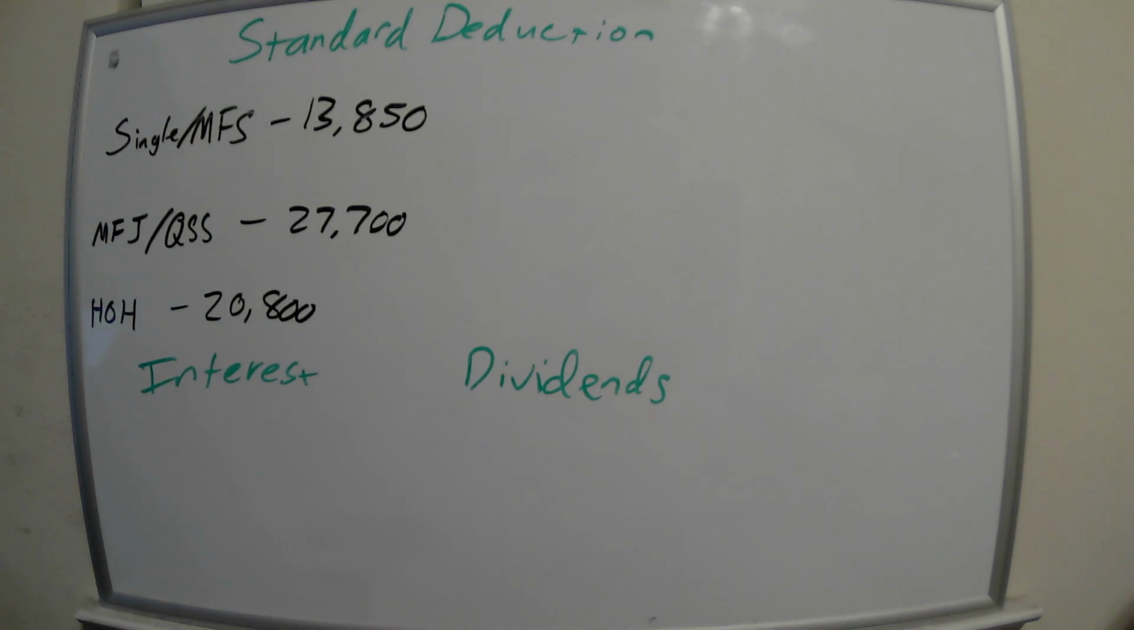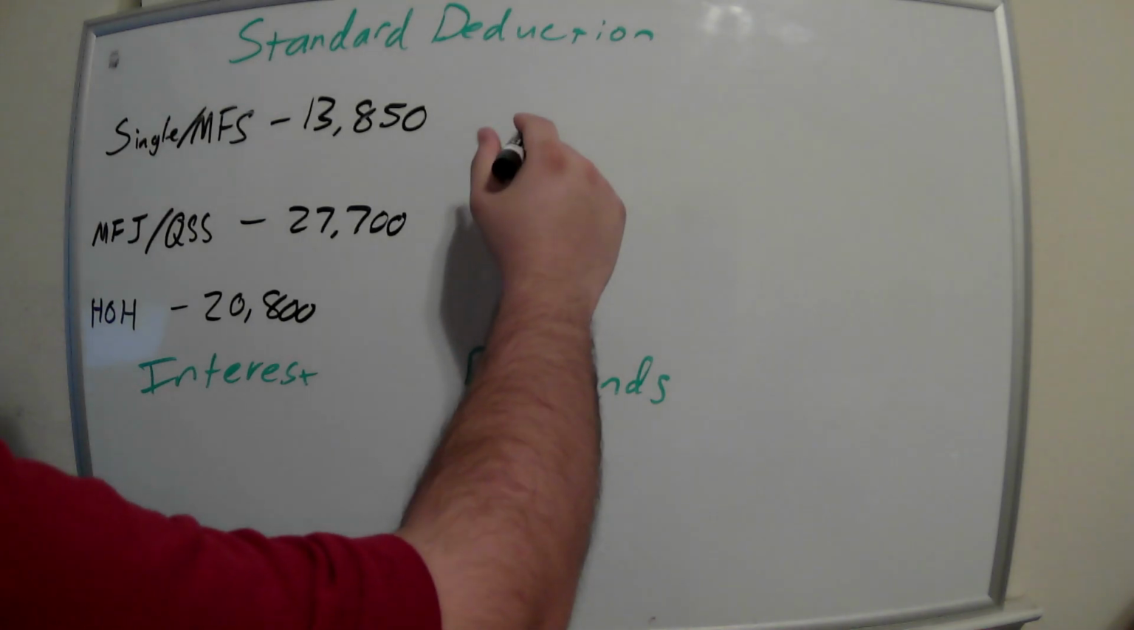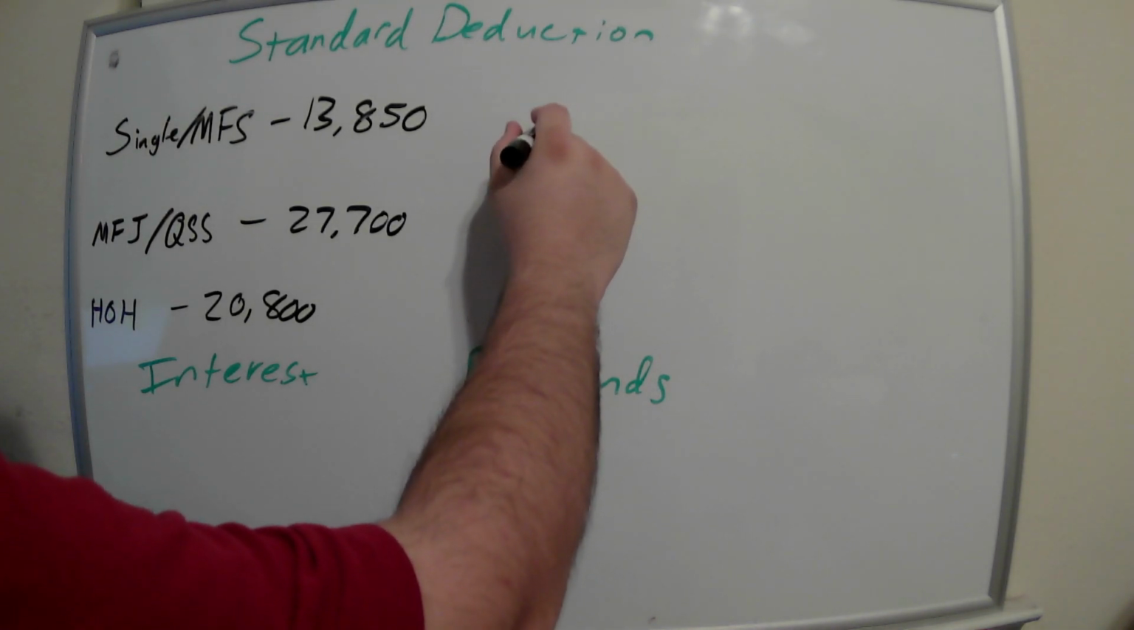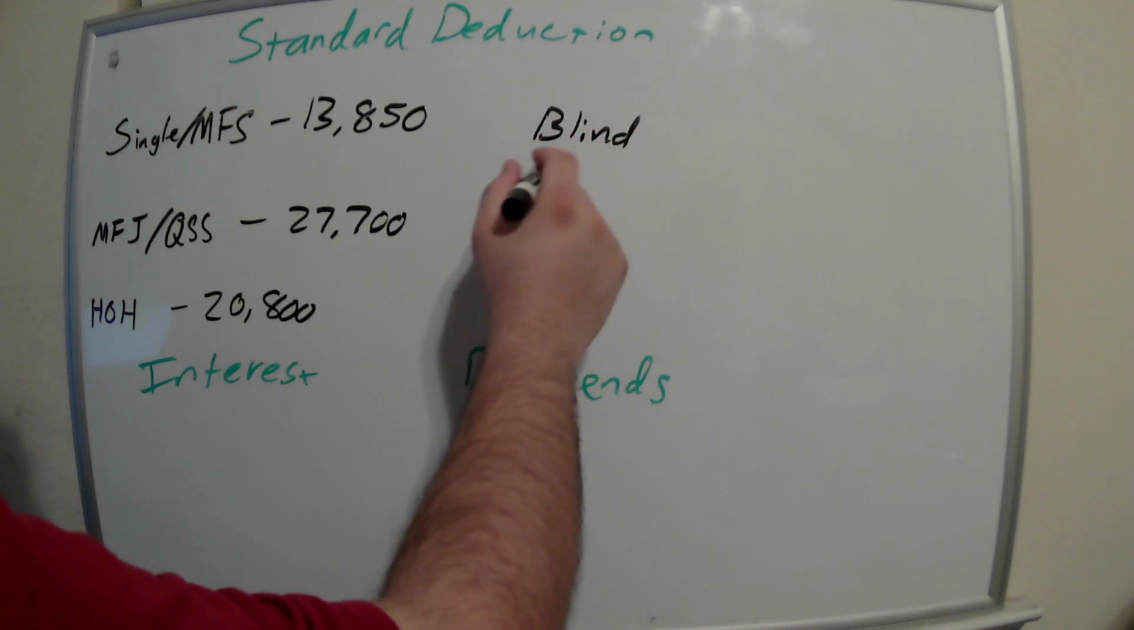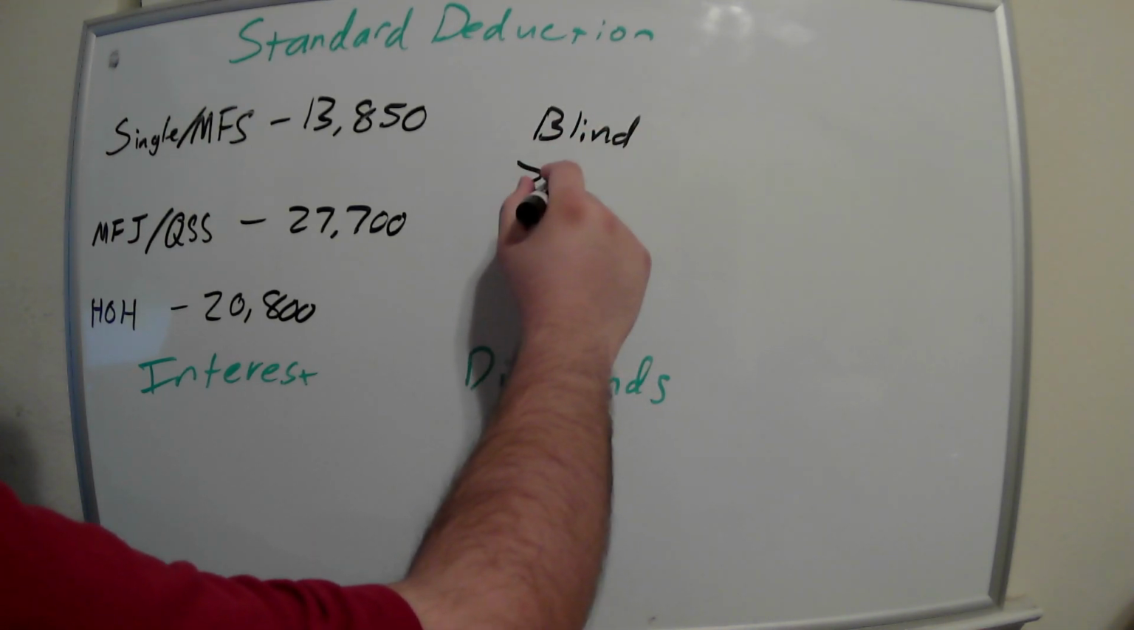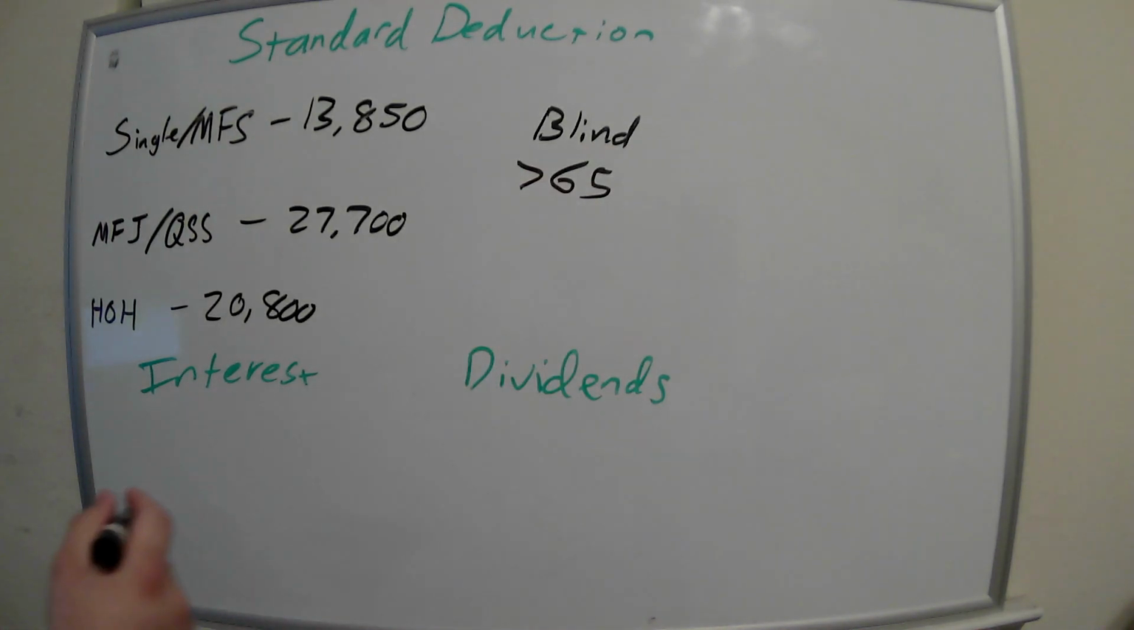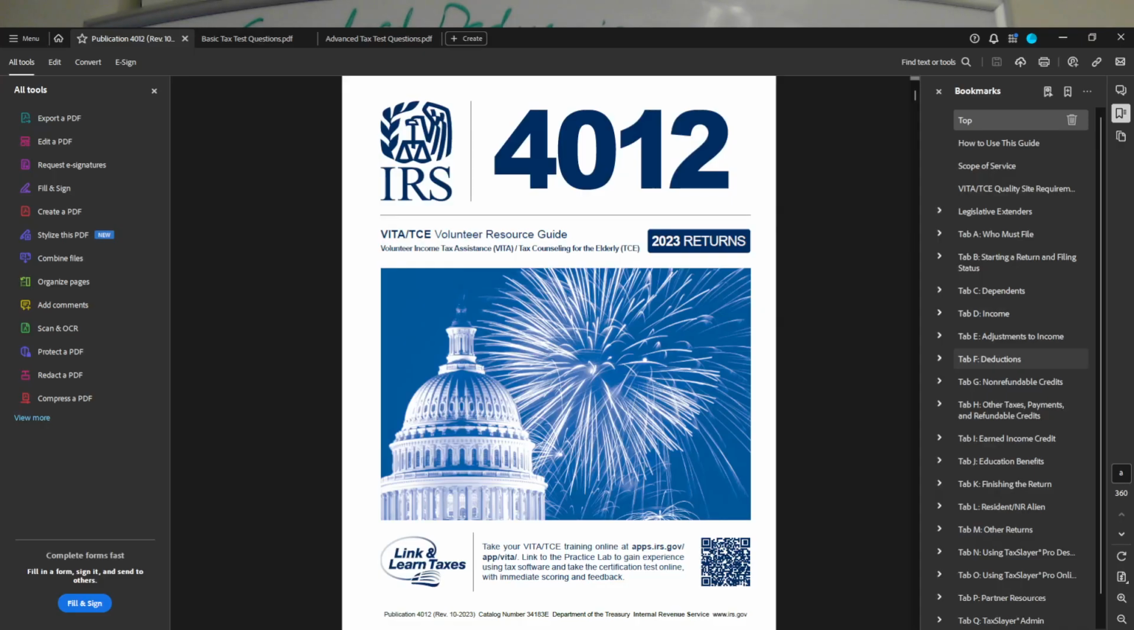In addition to these numbers, you can increase your standard deduction if one of two things applies: if you are legally blind, or if you're over 65 years of age. If you're blind or over 65, your standard deduction is a little bit higher. The way to calculate that is not as clean cut as it used to be. It used to be just like $1,000 or $1,500, but now it's not quite so clear. So let me show you what I mean.